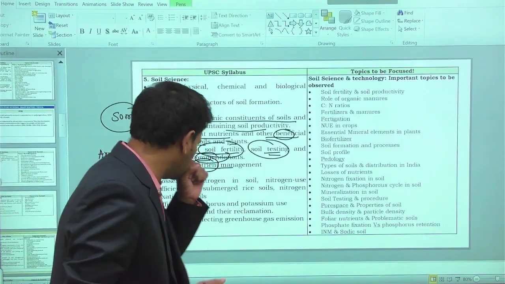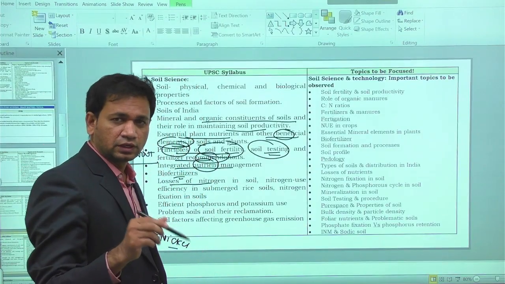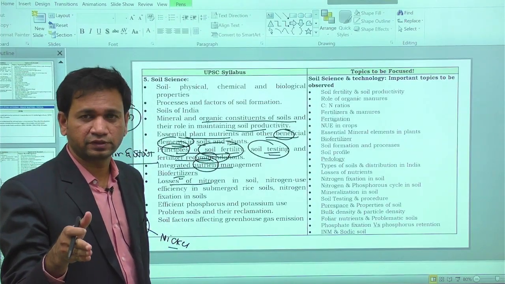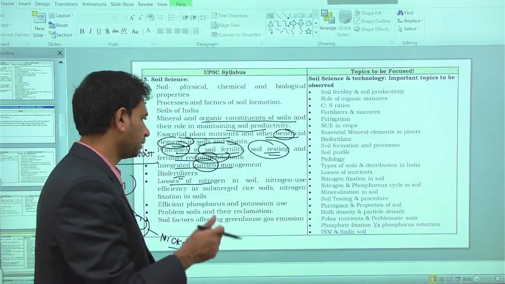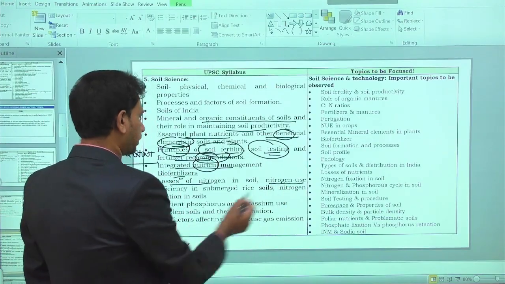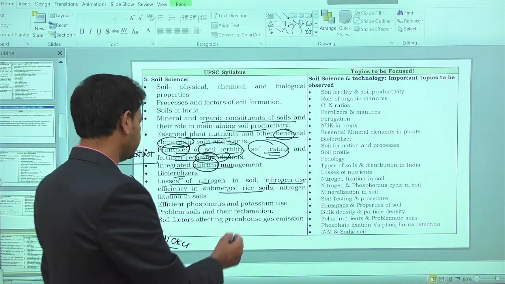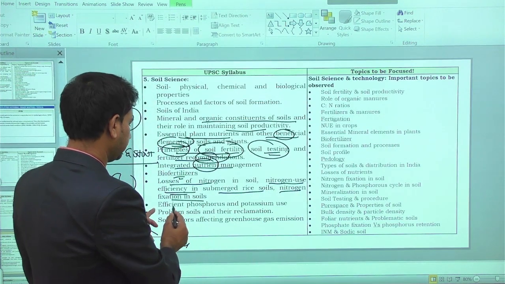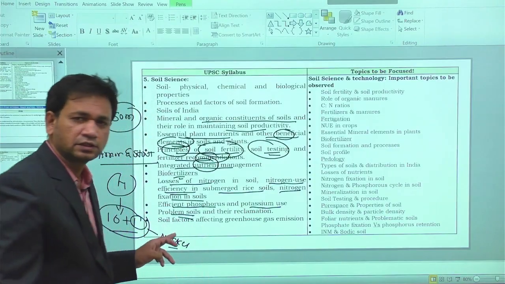Apart from that, we have losses of nitrogen in the soil. Losses of nitrogen occur through the denitrification process and volatilization. By these means, loss of nitrogen from the soil is possible. Another topic is nitrogen use efficiency in the case of submerged rice fields, and then nitrogen fixation in the soil. Then we have the syllabus called efficient phosphorus and potassium use. Then we have the syllabus called problematic soils.